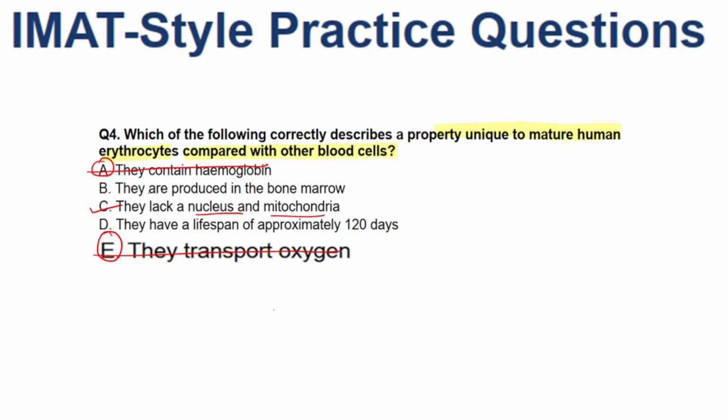Option B states they are produced in the bone marrow. This is incorrect because this trait is shared by virtually all blood cells. White blood cells and the precursors of platelets are also produced via hematopoiesis within the bone marrow. Option D, the lifespan of them is approximately 120 days.